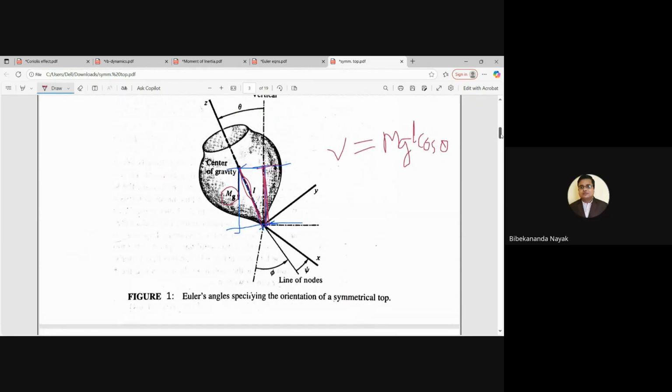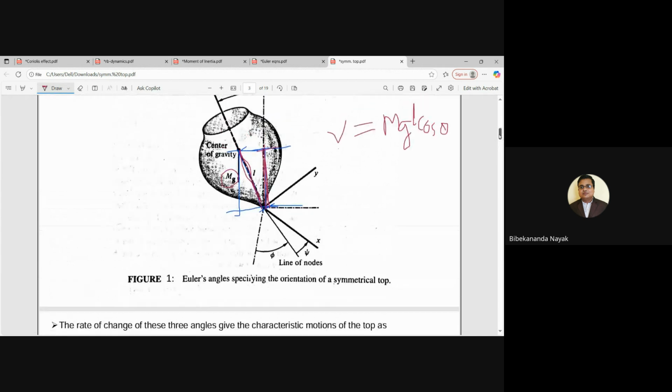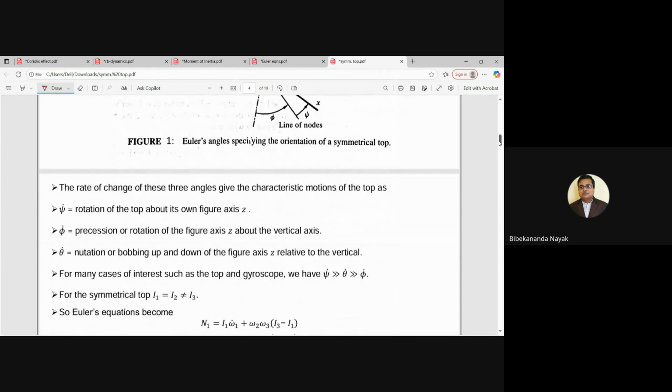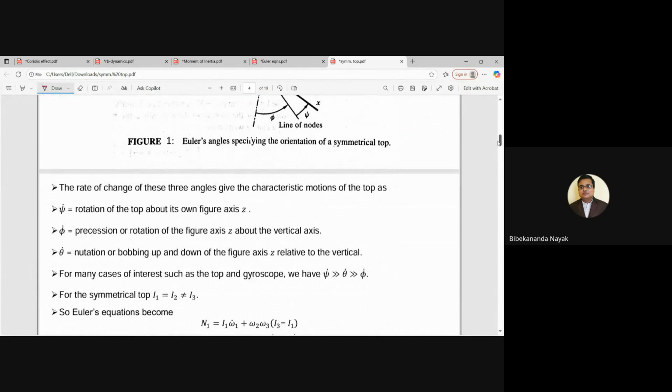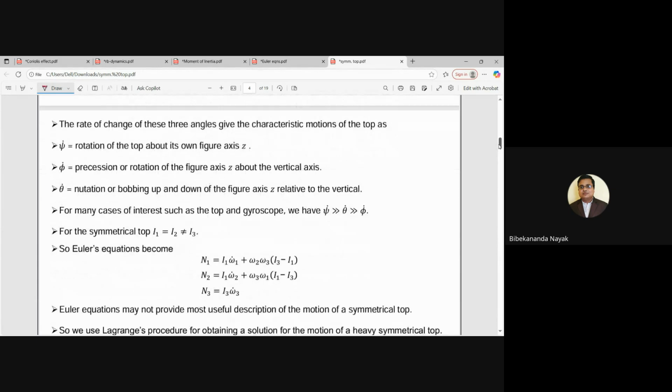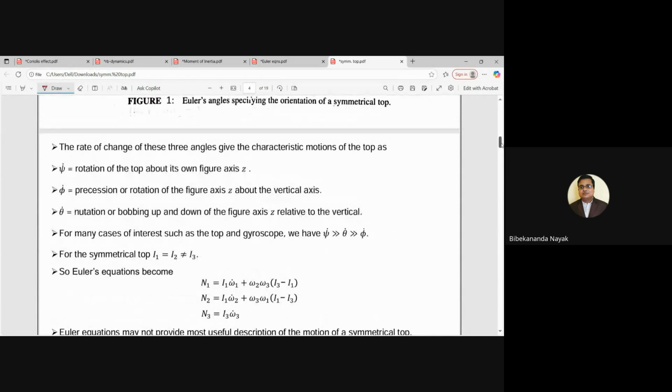Now these are the Euler angles theta, phi, psi. Psi dot is the rotation of the top about its own figure axis. Phi dot is the precession, the rotation of the figure axis about the vertical. Theta dot is the nutation, the bobbing of the figure axis. Here the condition on the three velocities is psi dot greater than theta dot greater than phi dot.